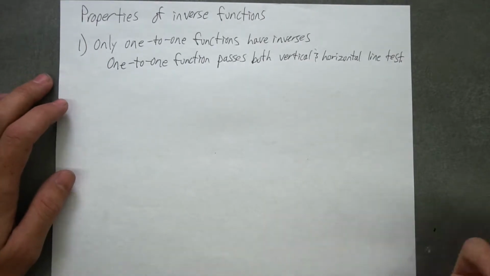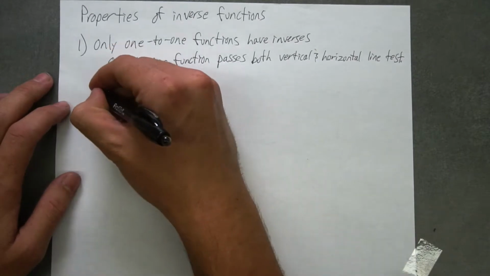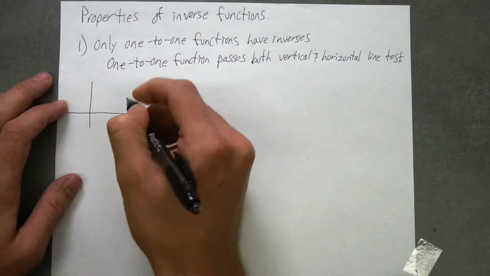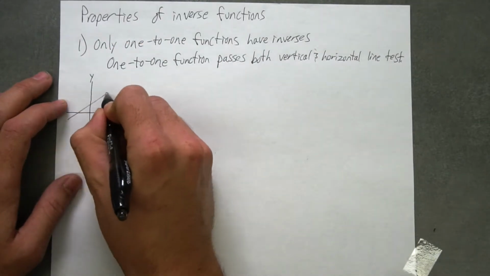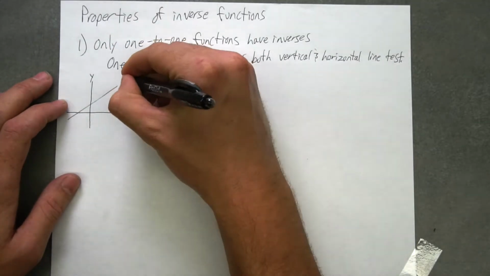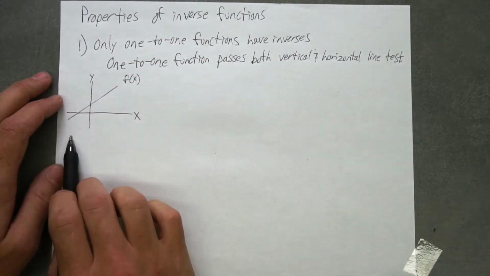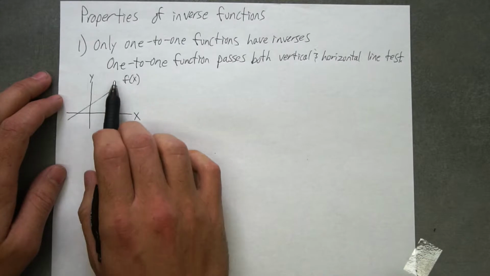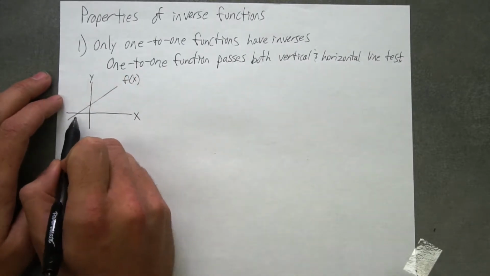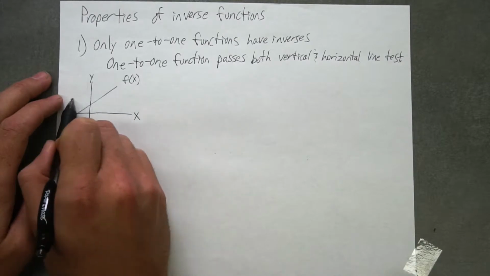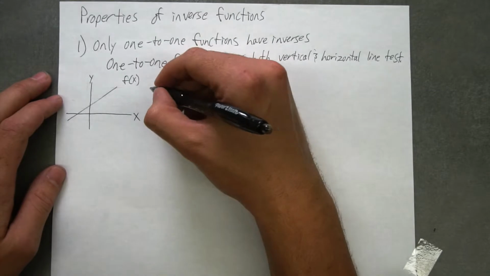So we can see this by having a function such as a line. We have our x-axis here, y-axis here, and we draw a line. This is our f of x. At every single point, you can draw a vertical line, and it will only hit the function at one point. Similarly, at every single point, we can draw a horizontal line, and it will only hit the function at one point. So it's a one-to-one function.